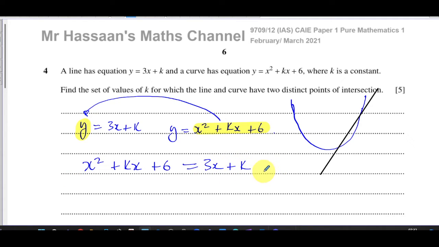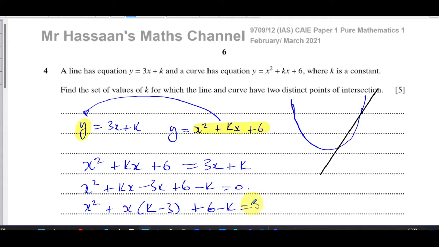Now, to solve this equation, we would normally make it equal to 0 first. So we're going to say x squared plus kx minus 3x plus 6 minus k. I've just kept the x terms and the constant terms together. Remember, k is a constant. So that's equal to 0. Now, in order for me to work out what my coefficient of x is, I'm going to factorize this. So I have x squared plus x times k minus 3. And 6 minus k is a constant, equals 0.